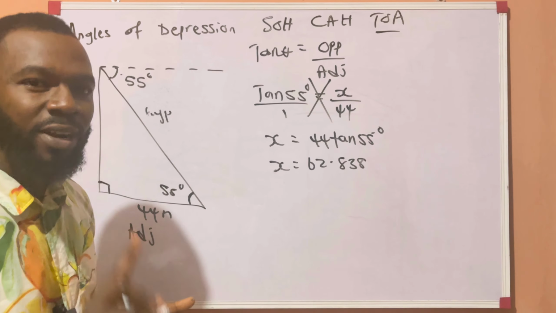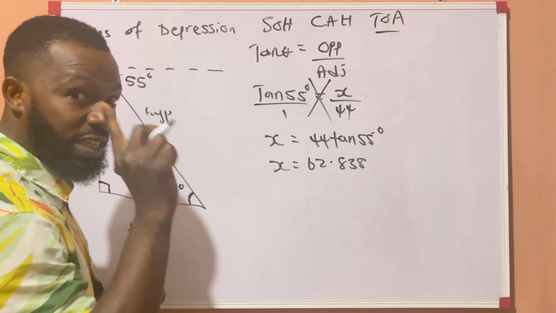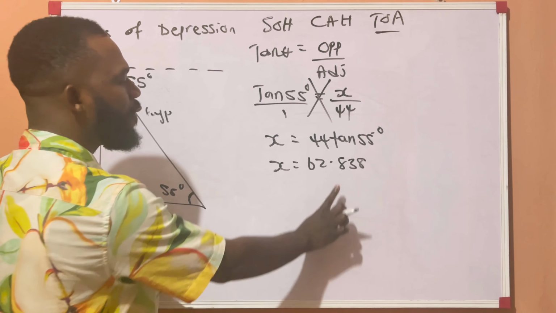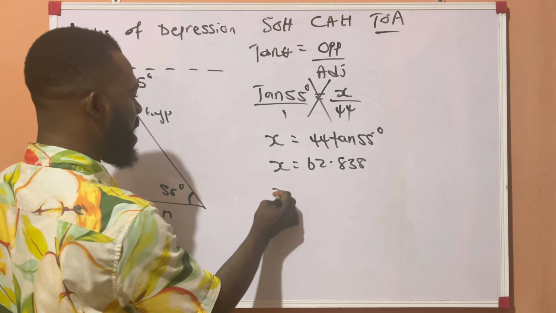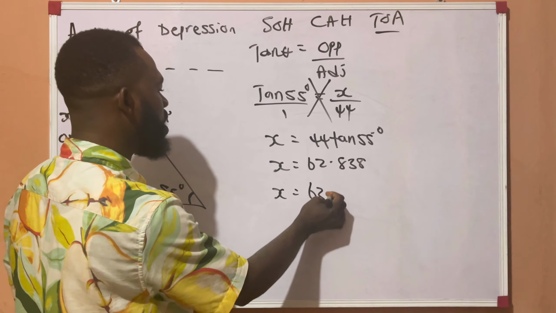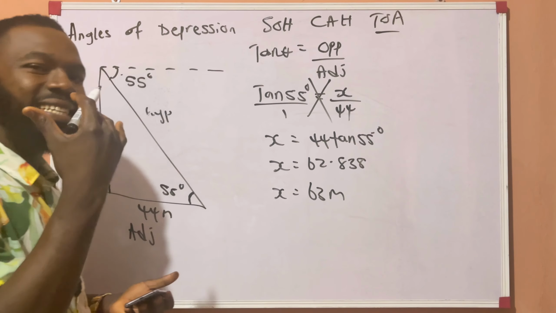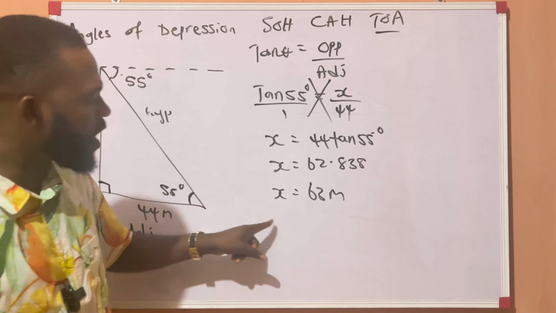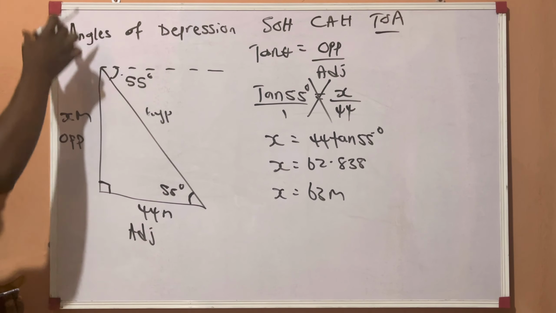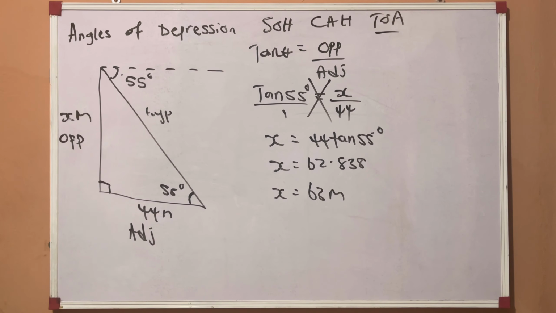Now, the first number after the decimal point is 8. Because this is 5 and above, we are going to take it as 1 and approximate. If 8 becomes 1 and we add it to 62, it becomes 63. So our answer becomes 63 meters to the nearest what? Meters, without decimals. So this becomes the height of the tower, 63 meters.